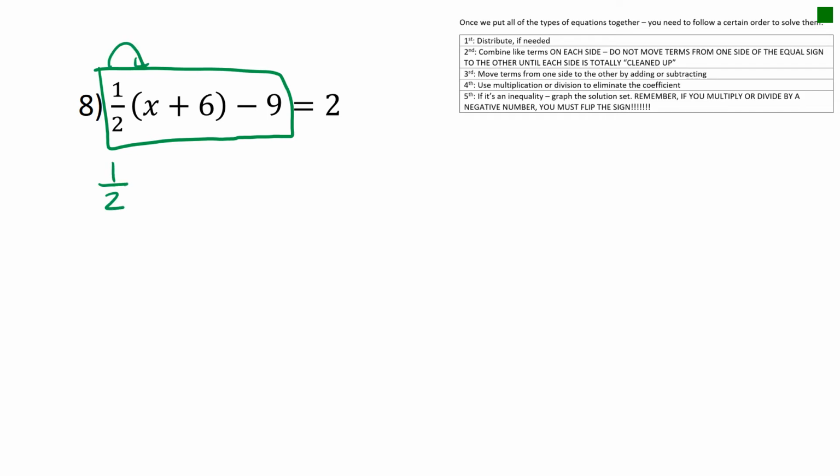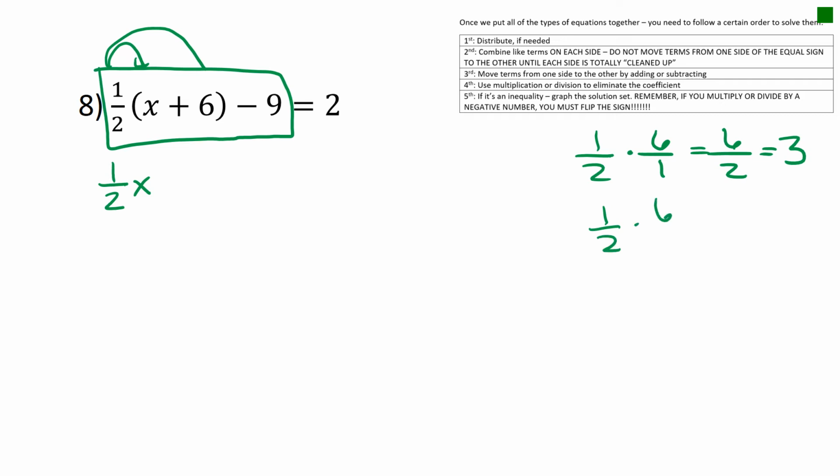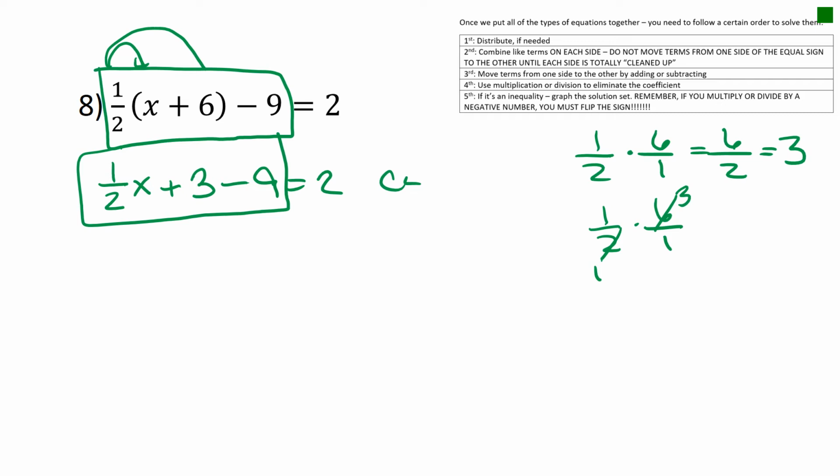1/2 times x is 1/2 x. 1/2 times 6, or 1/2 times 6 over 1. Two options. Multiply straight across and then divide, or the better option, which is going to help you in your future. 2 goes into 2 once. 2 goes into 6 3 times. So it's just 3. Still have a minus 9 equals 2. Over here on the left-hand side, I still now have some cleaning up to do. I can combine the numbers. So I have 1/2 x, 3 minus 9 is minus 6, equals 2.